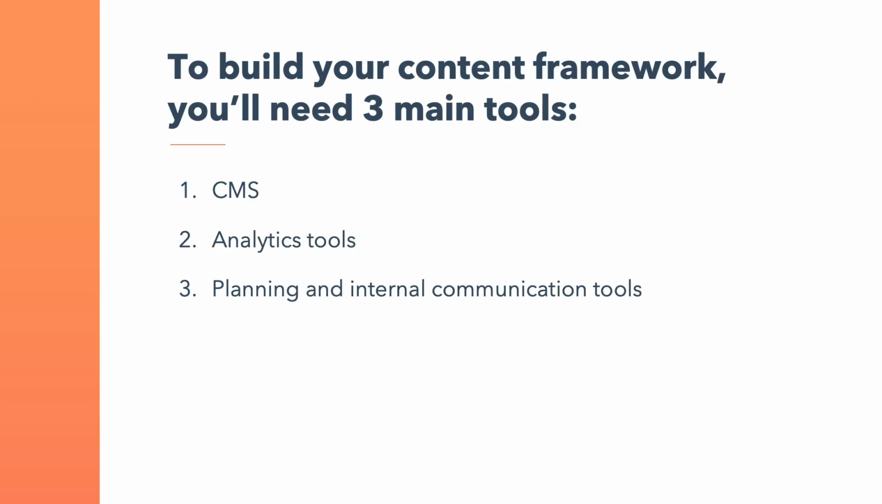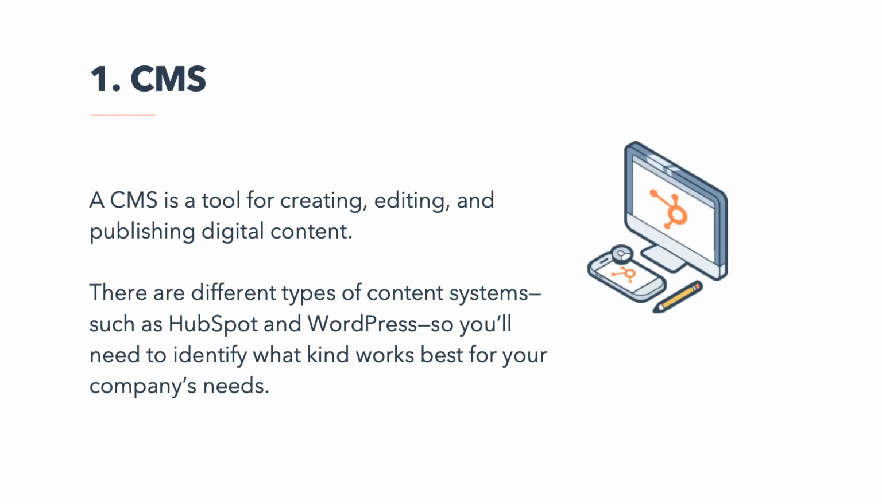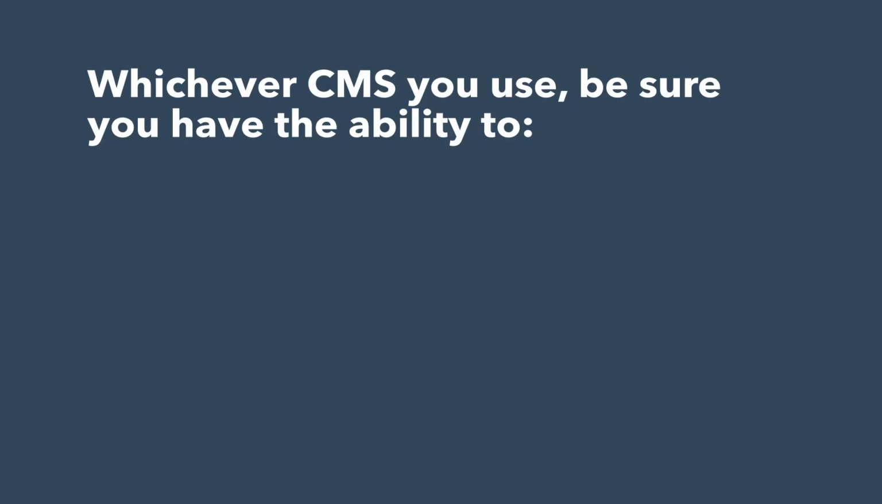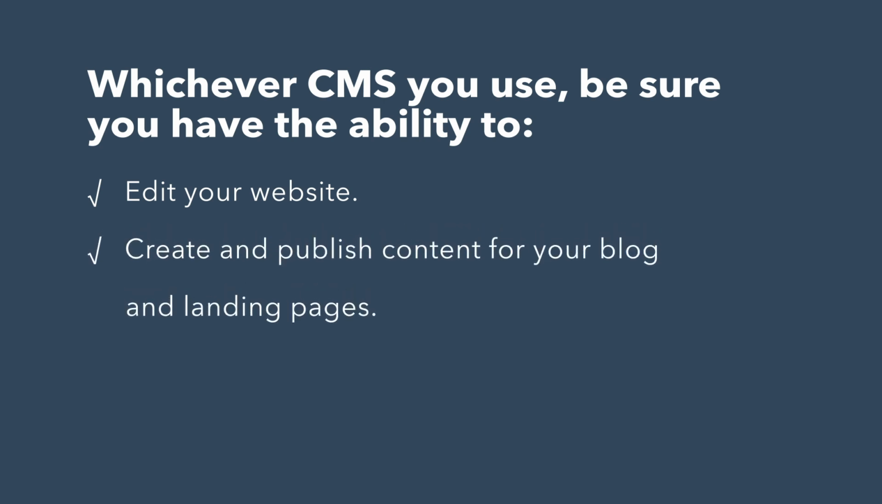So that covers your team. Now let's talk about tools. To build your content framework, you'll need 3 main tools: CMS, analytics tools, and planning and internal communication tools. A CMS is a tool for creating, editing, and publishing digital content. There are different types of content systems, such as HubSpot and WordPress, so you'll need to identify what works best for your company's needs. Whichever CMS you use, be sure you have the ability to edit your website, create and publish content for your blog and landing pages, and optimize content for search engines.